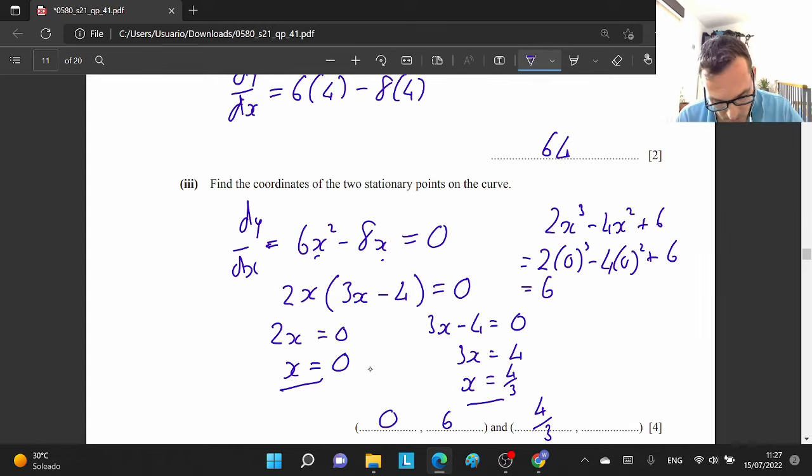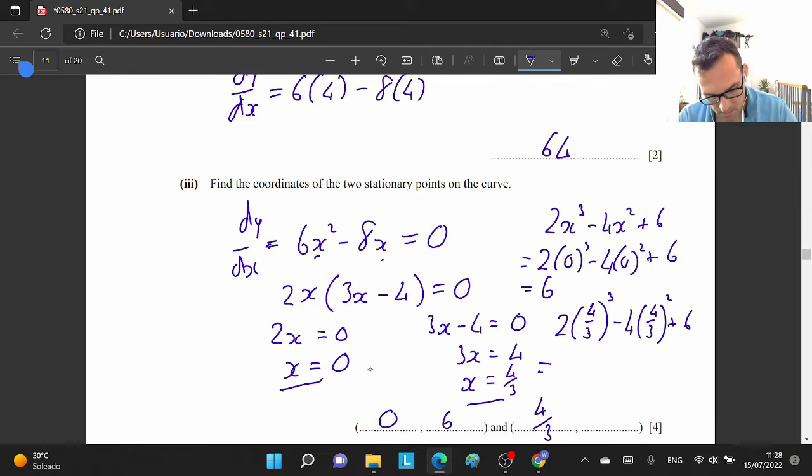And then we do the same for the second x coordinate. We now substitute 4 over 3 into that equation. And this time it's better to use our calculator. The better thing here, using fractions rather than decimal values, is that it will be more accurate. And I get the answer 98 over 27, which is correct. If you want to write the decimal values, you can, but no need to. This is the most accurate answer.